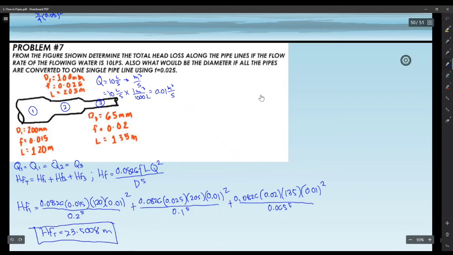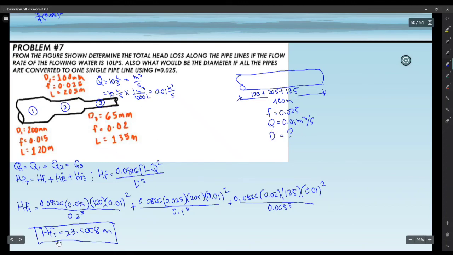Now, let's convert it into a single pipe. The length we consider is the sum of these lengths: 120 plus 205 plus 135, which is equivalent to 460 meters. The problem gave the friction factor to use, which is 0.025, and the flow rate is the same, 0.01 cubic meter per second. What we're looking for is the diameter that satisfies the flow rate of 0.01.